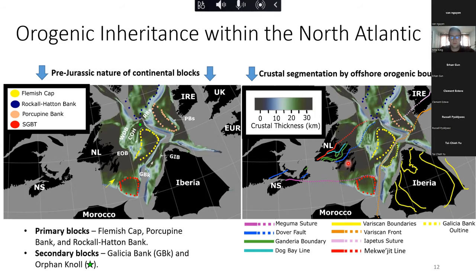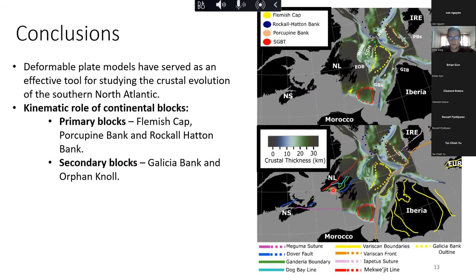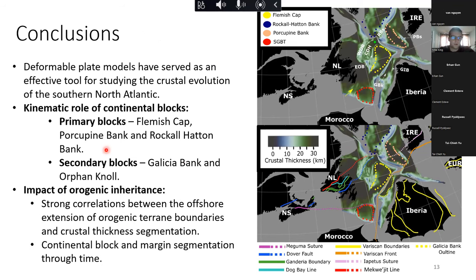So in conclusion, these deformable plate models serve as a useful tool for studying the evolution of the Atlantic. We've been able to recognize two themes in my thesis, in terms of the kinematics of primary blocks versus secondary blocks, and also trying to assess the impact of orogenic inheritance. So some pretty strong correlations between these offshore orogenic boundaries and where we're seeing segmentation and variabilities within the pre-Jurassic crustal thicknesses. So that's everything I have to say.